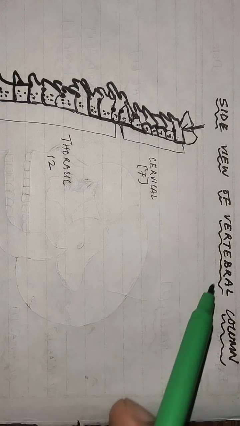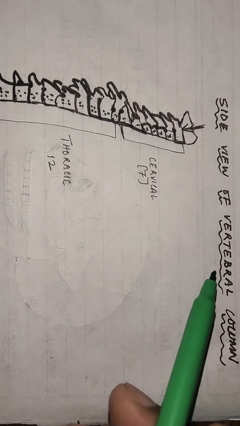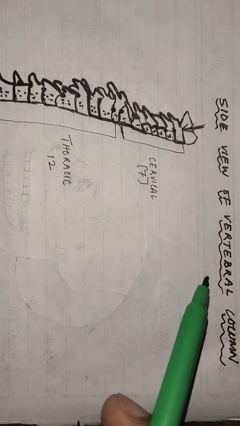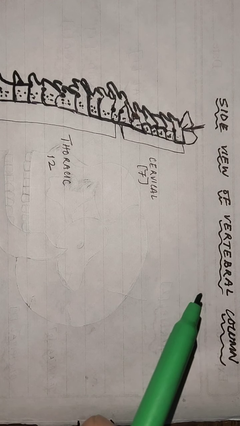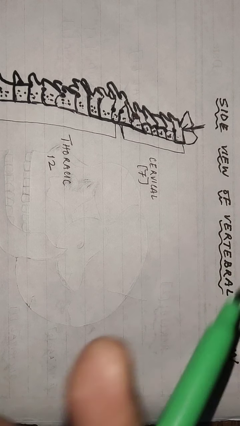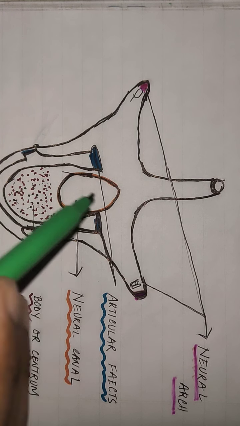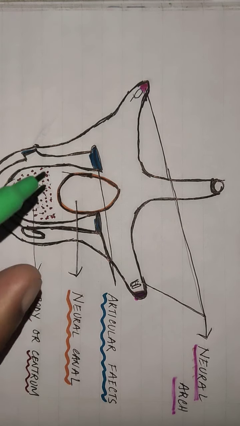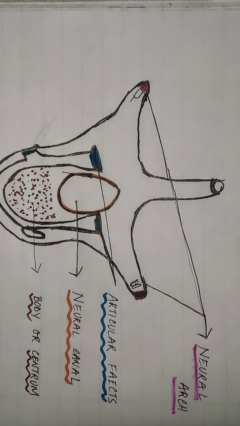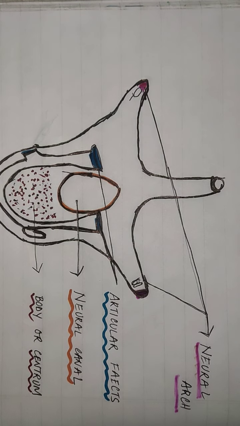Now, the structure of a vertebra is very important for your board exam also. So you need to draw this and learn it by heart. This is an individual structure of a vertebra. Each vertebra is a ring-like structure. This is the upper portion, but when you see it from this side, it will look like a ring-like structure.